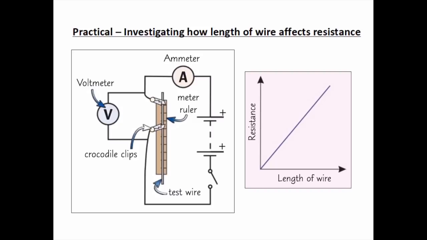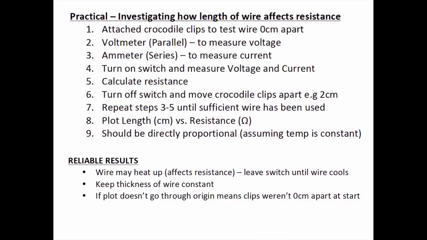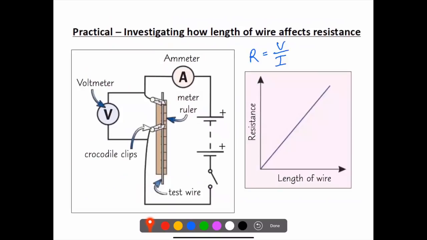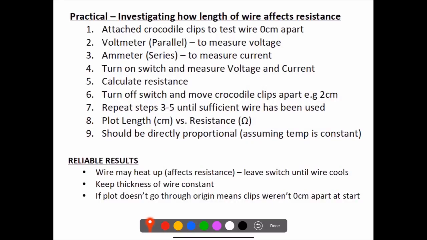So let's say you have a 6 marker. How would you explain it? So here are the points you should mention. Number 1, you say attach your crocodile clips to the test wire 0 centimeters apart. So literally, they're going to be next to each other, these two crocodile clips. The voltmeter should always be in parallel, and the ammeter should always be in series.